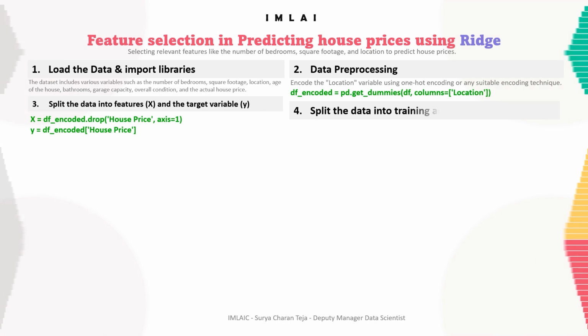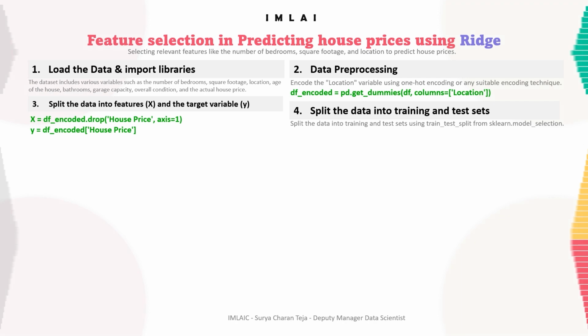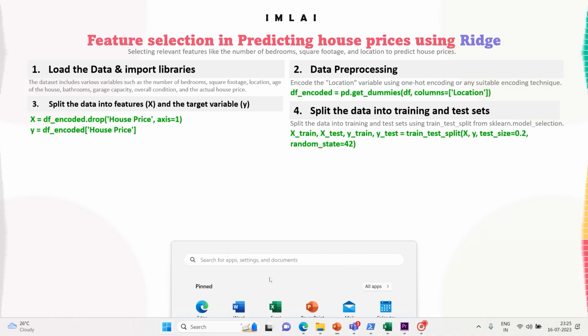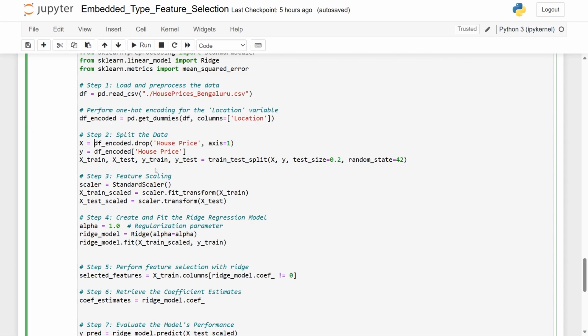Then step 4 is to split the data into training and test sets. We split the data into training and test sets using train_test_split from the sklearn library and model_selection package. And this is how it works. Let's have a quick look into that.